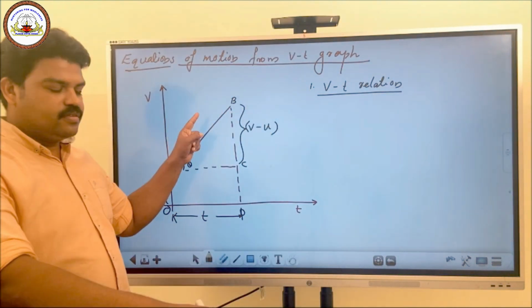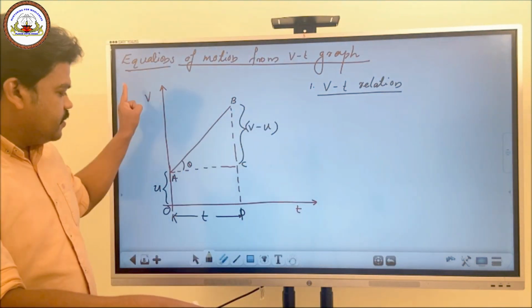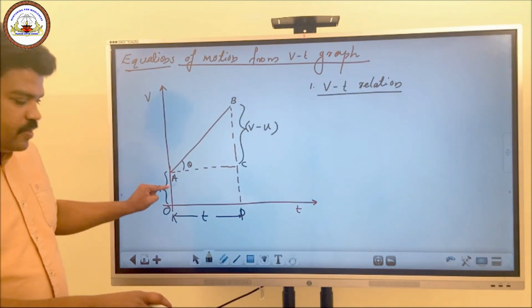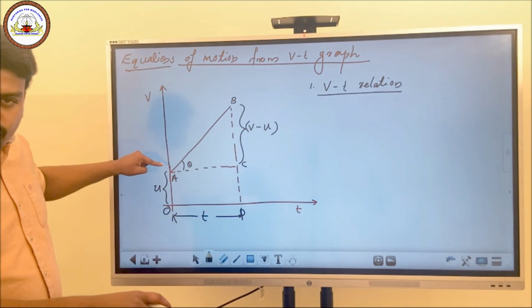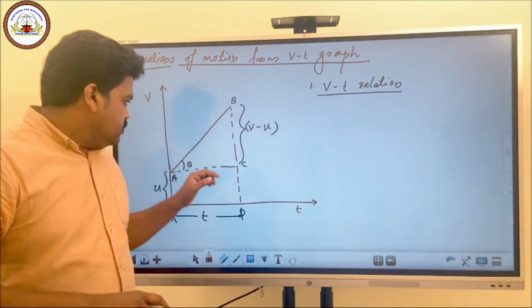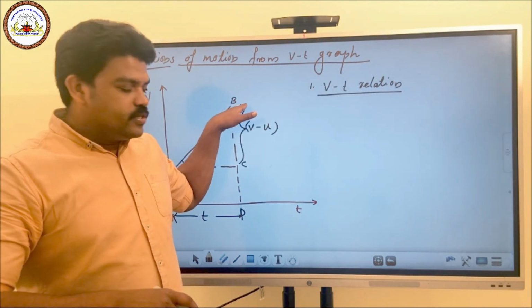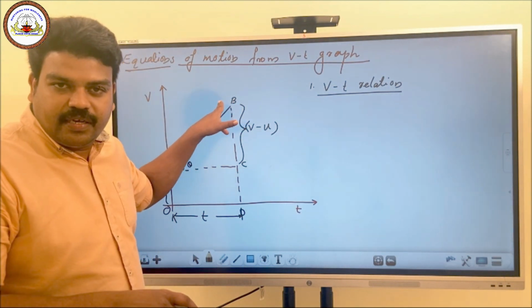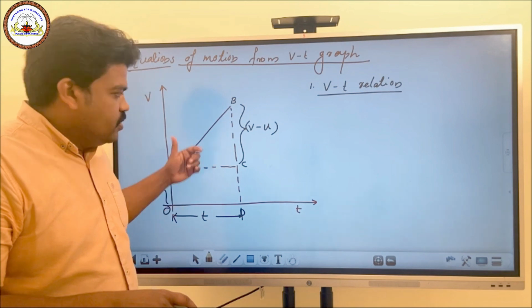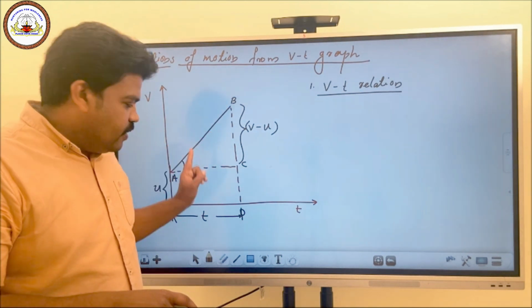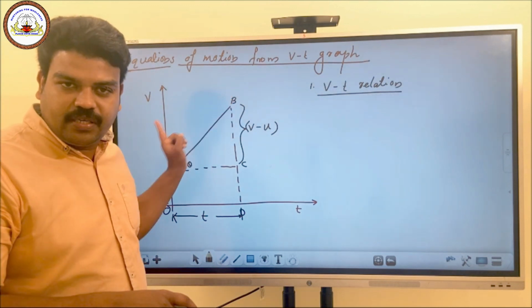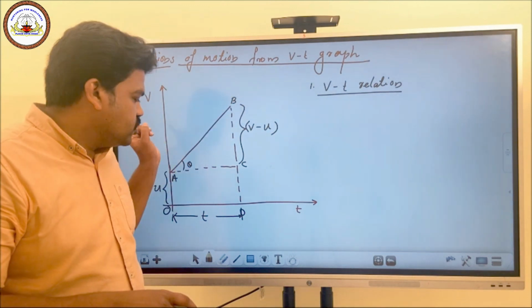This is the velocity time graph here. The initial velocity of the particle is non-zero. It starts with the initial velocity u, and the final velocity of the particle is taken as v. Initial velocity is u, final velocity is v after a time t. Initially, it is moving with an initial velocity u.